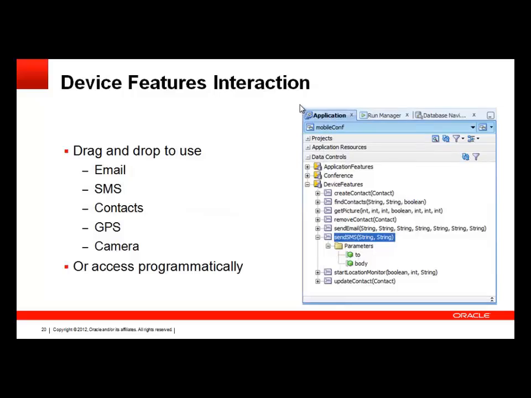For integration with the device features such as phone, camera, SMS, email, etc., Oracle ADF Mobile relies on PhoneGap, but instead of you having to code directly to the PhoneGap API, we packaged everything and wrapped them in a data control access layer. This allows you again to drag interactions with device features into your page and invoke them in a declarative way. In addition, we provide an easy API for you to do the same operations programmatically from your Java code.